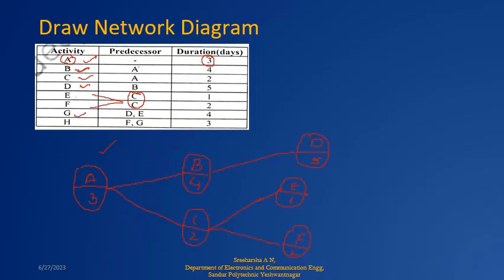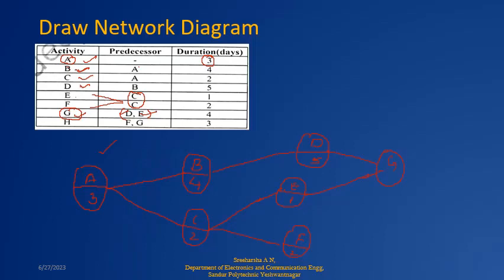Okay, so next one is G. Here I am seeing 2 activities given in the previous activity, that is D and E. What does this mean? G activity will start only after completion of D and E. That is the meaning of it. So D completed here, E completed here. So after this, from here, my G will be taken.